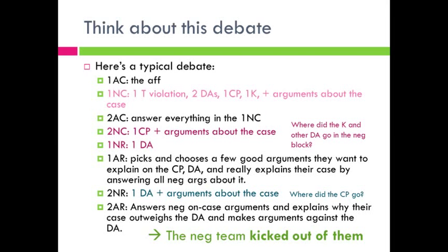So the 1AR picks and chooses a few good arguments they want to explain on the counterplan and disad, and really explains their case by answering all the neg arguments about it. Okay, the 2NR just extends the disad and arguments about the case. So where did the counterplan go, right? Well, the 2NR must have kicked out of it, okay? So the 2AR, finally, answers all the neg on-case arguments, explains why their case outweighs the DA, and makes arguments against the DA. So this is a snapshot of what the progression of a debate could be, right? But as you can see, in the block, we lost one DA and a K, and in the 2NR, we lost a counterplan. So we whittled down the large structure of the debate by the final rebuttals.